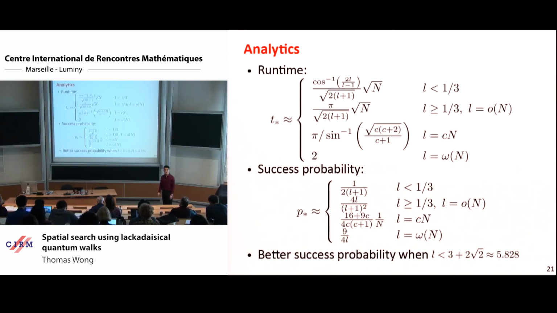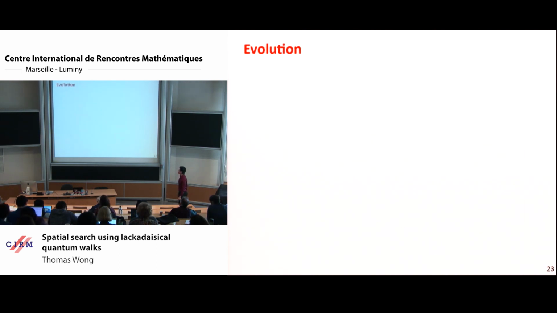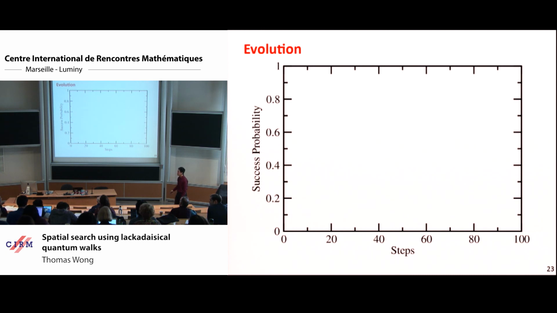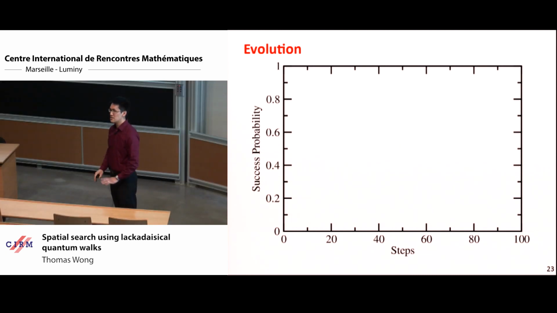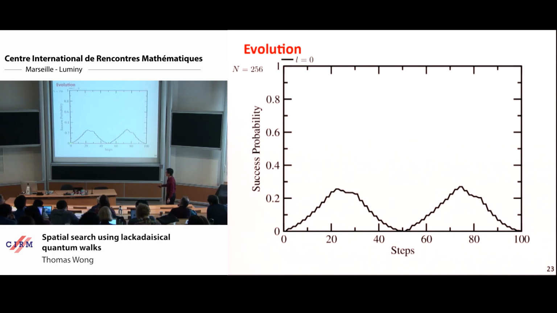All right, so let's jump to the two-dimensional grid, or the torus. Again, say there's n vertices, and this is a torus, so the boundary conditions wrap around. So let's see what happens here. Again, we'll just look at some simulations. The normal coin quantum walk, no self loops, not lazy, looks like this. Here n is 256, so the success probability starts at 1 over 256, and it builds up a little bit, and then goes back down and so forth.